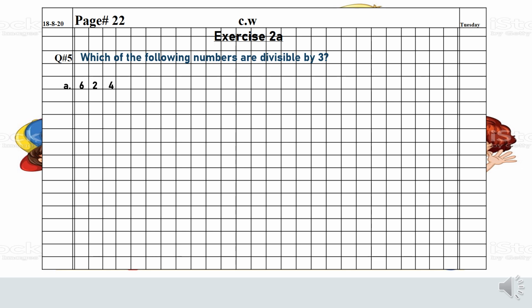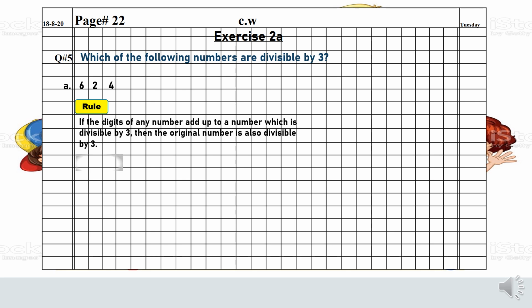In this case you will not check the digit given at the ones place. That is only for the divisibility rule by 2. Then add up the digits. The rule says add up the digits, but first we have to write the rule. The rule says, if the digits of any number add up to a number which is divisible by 3, then the original number is also divisible by 3.